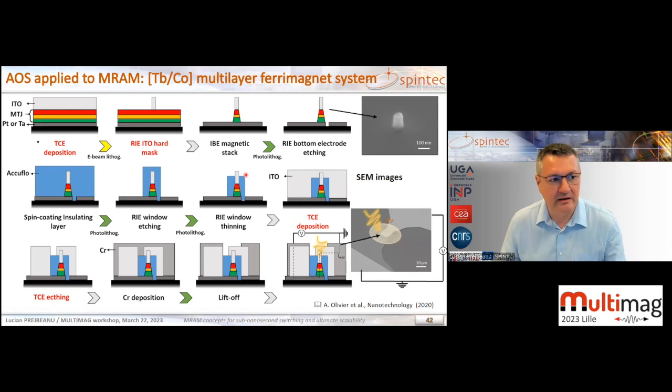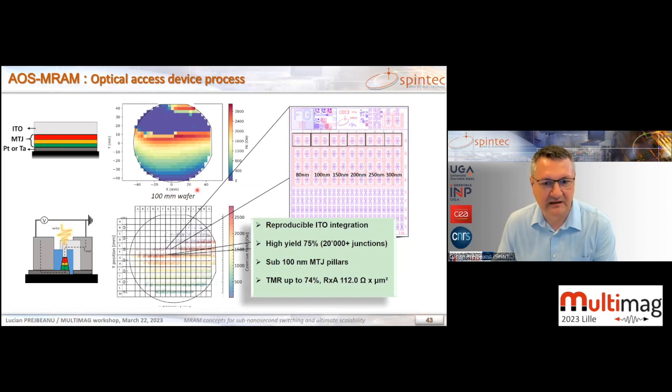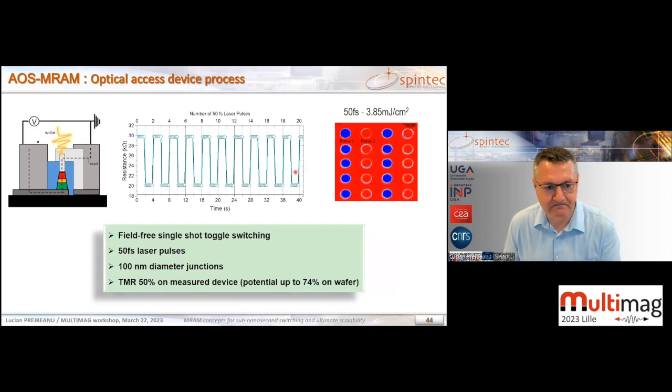So this is the way we are moving from these multilayers integrated with the magnetic tunnel junction and the hard mask, which is transparent. We are developing this process. So we arrive at the end at this magnetic tunnel junction with the specific gradient of thickness I was mentioning. Over a 100 millimeter wafer we can have different properties with some distributions, but we succeeded, for example, on junctions which are down to 80 nanometer diameter, to have tunnel magnetoresistance up to 75%, and in which we succeeded to show field-free single-shot toggle switching with laser pulses of 50 femtoseconds, and that in a reliable and reproducible way.